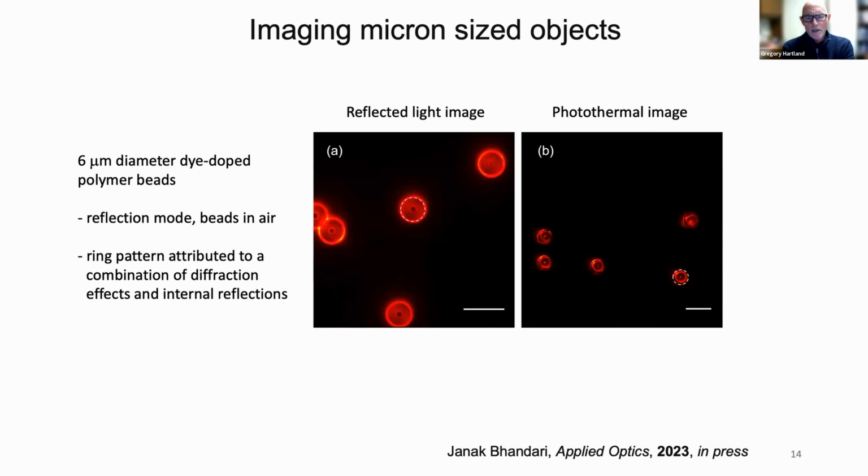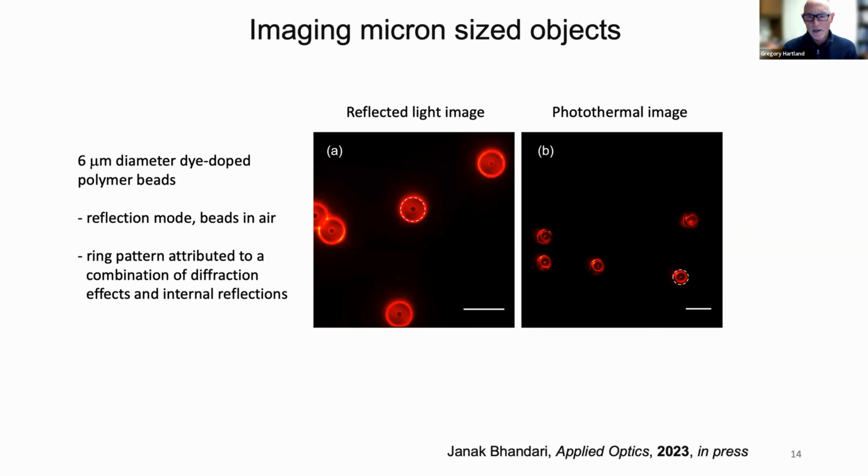Okay, so one way that we could possibly start looking at heat dissipation is to slow that down, and you could slow that down by looking at much larger objects. So we started to do some experiments on micron-sized beads, and the ones I'll show are all on 6-micron beads. These are dye-doped beads, so we're actually doing this with a visible pump laser, but you could also easily do this with an infrared laser if you wanted to. And so there are 2 images here. One's a reflected light image, one's a photothermal image, and of course they're unfortunately not the same sample.